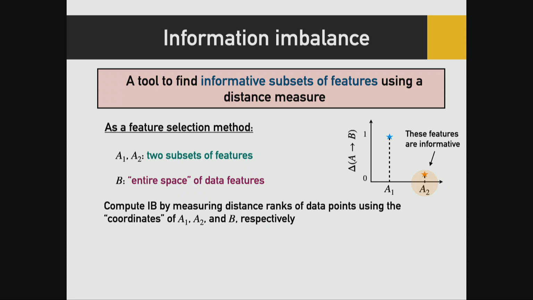Now, you can perhaps already anticipate that this is a perfect method to do what is known as feature selection in the following sense. Suppose that I call space B the space of all the features that I measure, and I take different subsets of features. Here I'm just showing this for two subsets, A1 and A2, and then I compute the information imbalance in the way that I showed you before, and I get something like in this plot. Then I could say that the subset of features A2 are actually quite informative about the full set of observations.